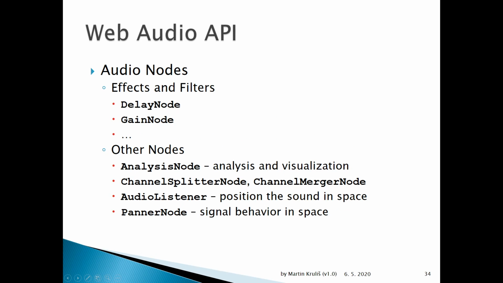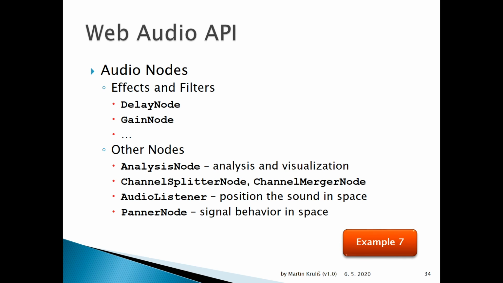Between the source and the destination, there may be an arbitrary number of intermediate nodes. These nodes can take care of some effects or filtering things, like creating a delay in the sound, changing the amplitude of the sound, things like these. We can also attach an analysis node. That's one of the monitoring nodes, which can be used to analyze the data in the stream or possibly visualize them. And there are also some more complex nodes which can affect how the sound will appear positioned in space. That might be important if you want to combine playing sounds with some 3D graphics.